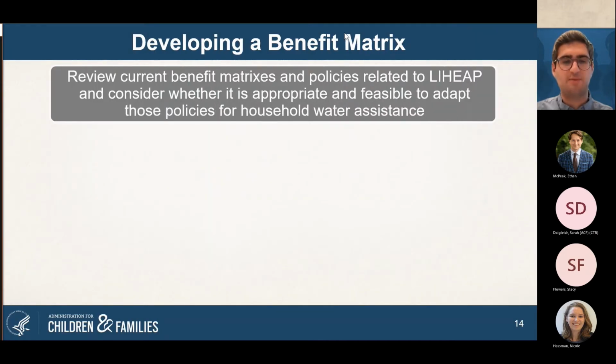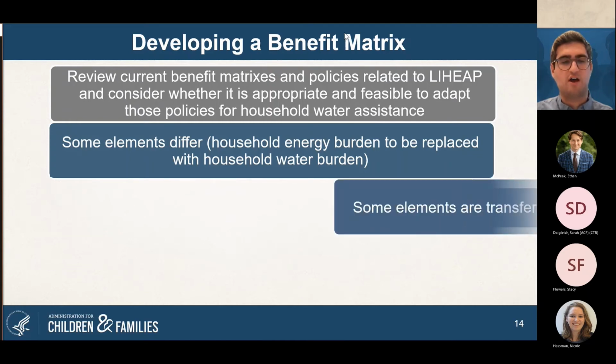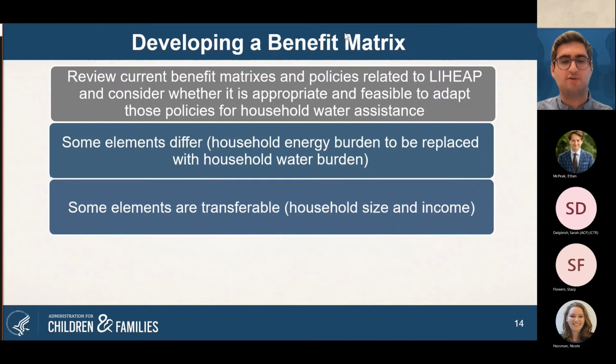As a first step in developing LIHWAP benefit policies, including a matrix for current bill assistance, recipients are encouraged to review current benefit matrices and policies related to LIHEAP and consider whether it is appropriate and feasible to adapt those policies for household water assistance. Some elements of existing LIHEAP benefit matrices will clearly differ from a water assistance program, such as household energy burden needing to be replaced with household water burden. Other policies and procedures may be transferable, such as household size and income.